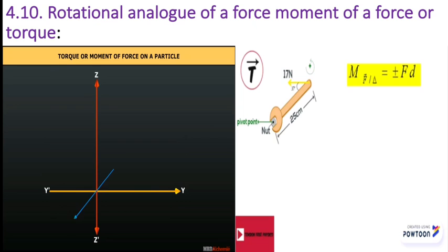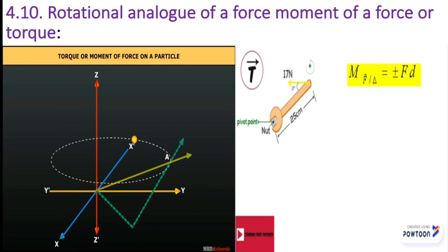The magnitude of the torque about a point or axis is expressed by the product of the magnitude of the applied force and the perpendicular distance of the point of application or line of action of the force from the point about which the force is free to rotate, or the axis of rotation of the rigid body.